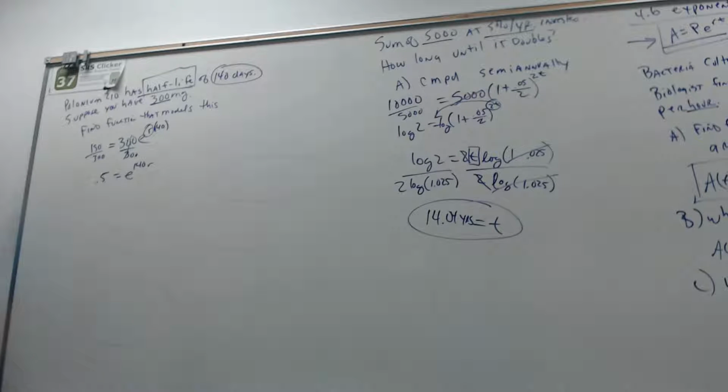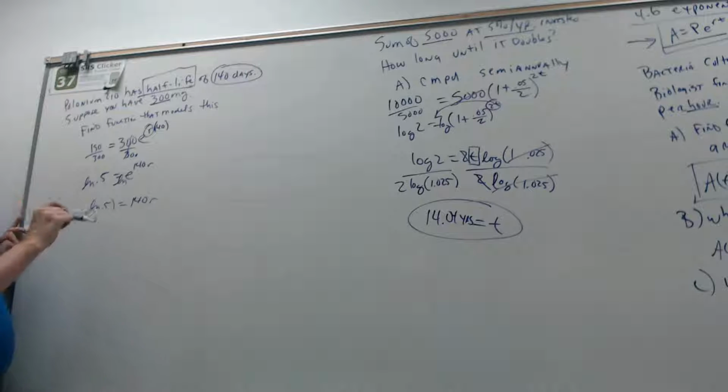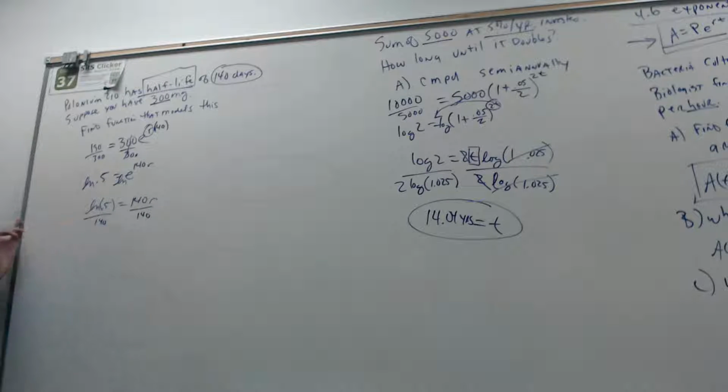Okay? So now what? And you can take the log. Now I can take the log of both sides. The ln of 0.5 equals 140R, correct? And then R is equal to ln 0.5 over 140. Okay, so R equals the ln of 0.5 over 140. Now we need that in order to find the function that models this.